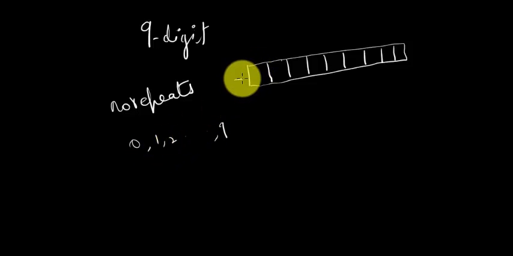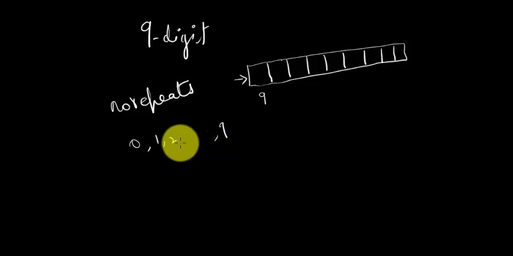Now, how many digits do I have from 0, 1, 2 till 9, isn't it? I cannot fill up a 0 here, because if I fill up a 0, it will become an 8-digit number, and hence this will have 9 options. Correct?